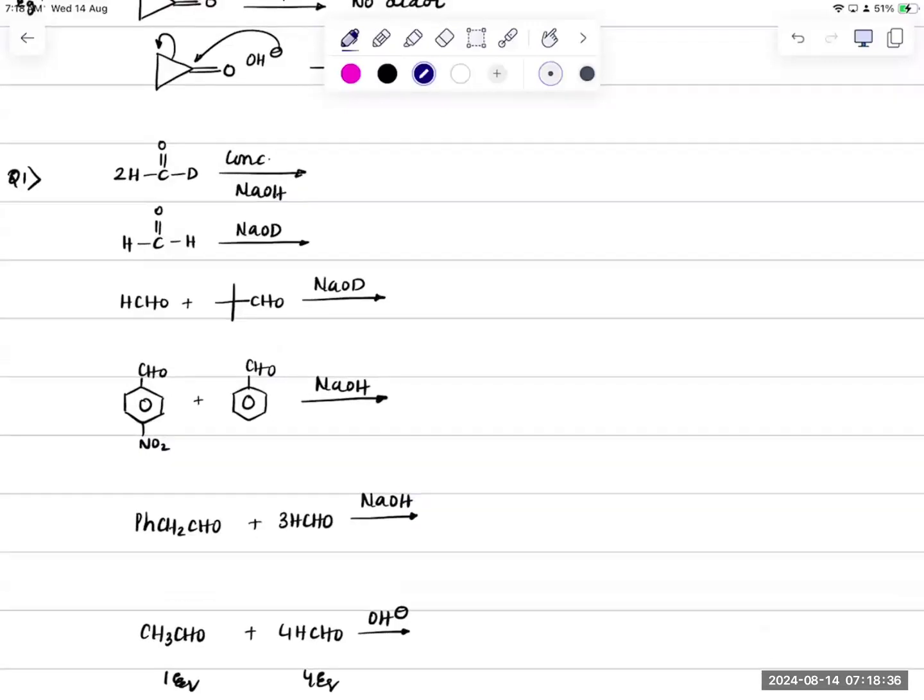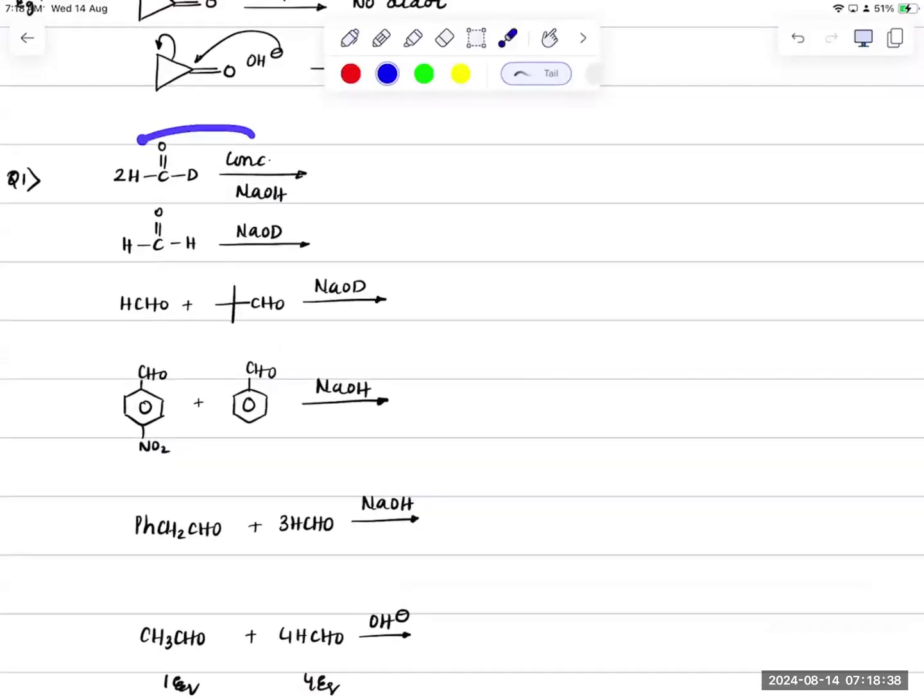Right. Let us quickly go through one by one. First case, between deuterium and hydrogen, always hydrogen will get exchanged. Deuterium will remain. So we will have D, C double bond O, O minus, and this H will get exchanged to the other molecule. So we'll get this as CH2D, OH. Now, mind you, this hydrogen will come from this one, from whatever the OH that we have added. Clear?